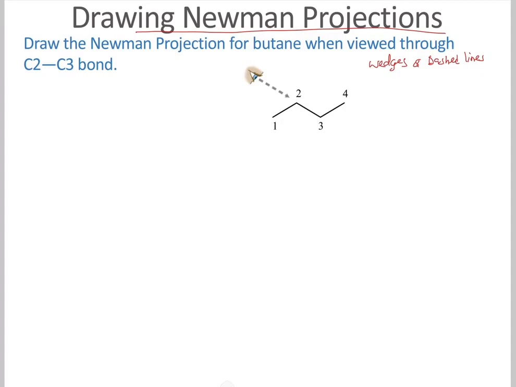Now, let us include the hydrogens so we can see them clearly. When we use a wedge, it's going to imply that the bond is projecting out of the screen, so it's coming towards you. When we use a dashed line, it's going to imply that the bond is projecting into the screen, away from you. And then in carbon number 3, we can do the same.